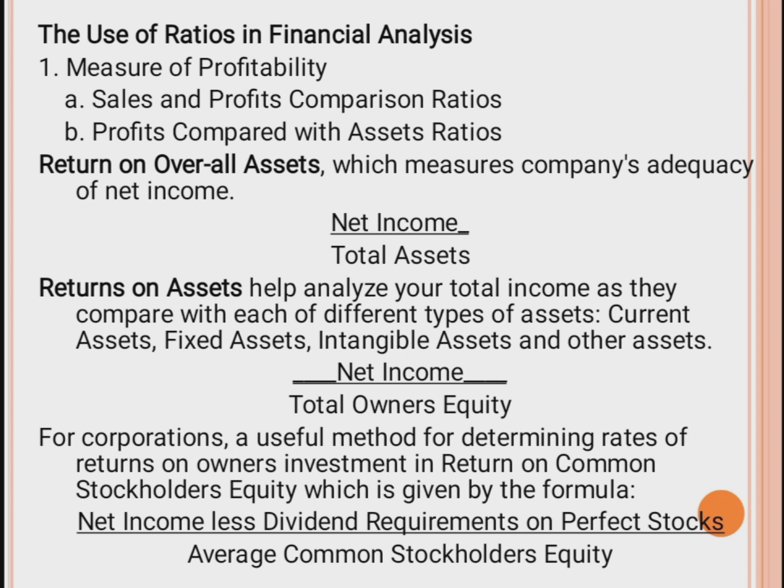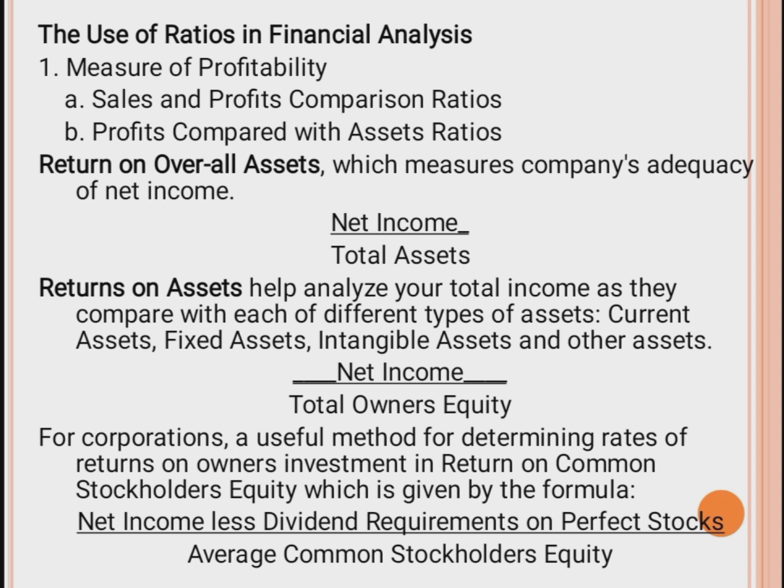In line with this formula, your rate of net operating income to total assets, your rate of income before and after taxes to total assets, etc., may be computed for comparative presentations. The return on assets helps you to analyze your total income as it compares with each of your different types of assets: current assets, fixed assets, intangible assets, and other assets. They help you examine how these different types of assets compare with your total earnings. More detailed computations on these rates of return include each specific asset as a percentage of total income.